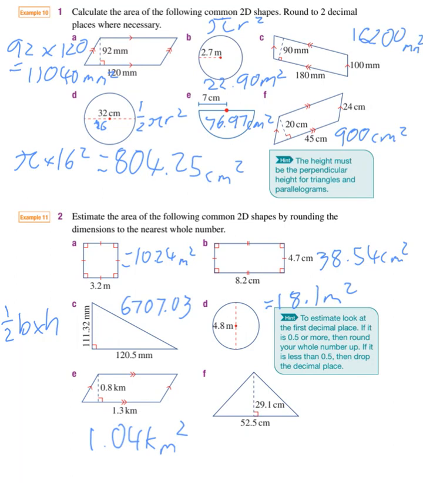And for the last one here, half base times height, 52 and a half times 29.1. That should get you your answer. I'll just type that in, 52.5 times half times 29.1, and you should get 763.875 centimeters squared. So there's the answers for those. Just let me know if you've got any questions about it.